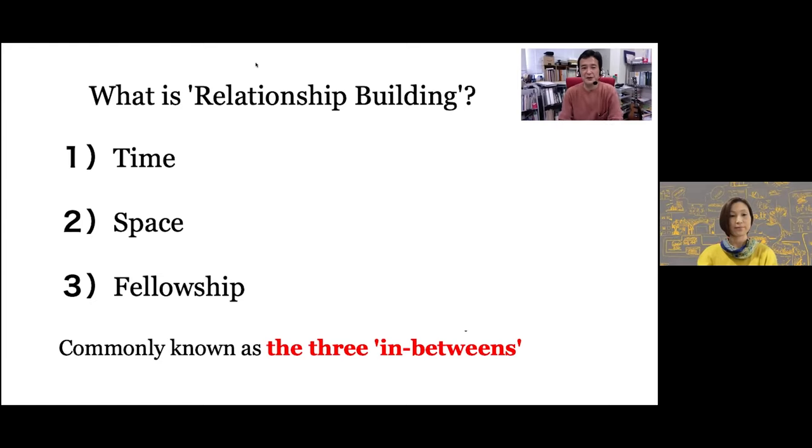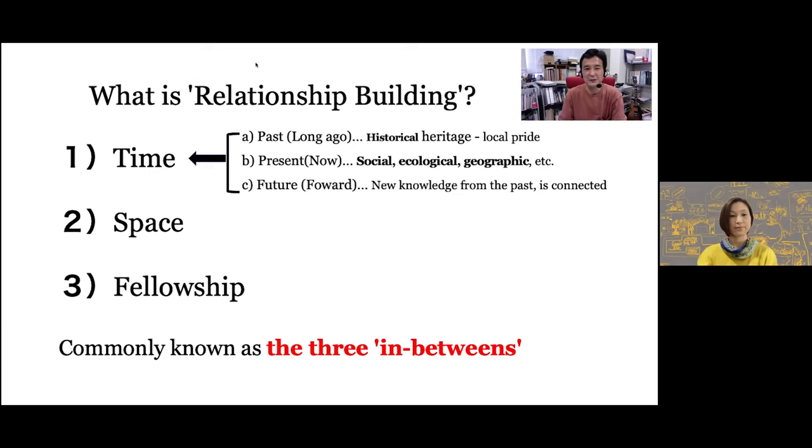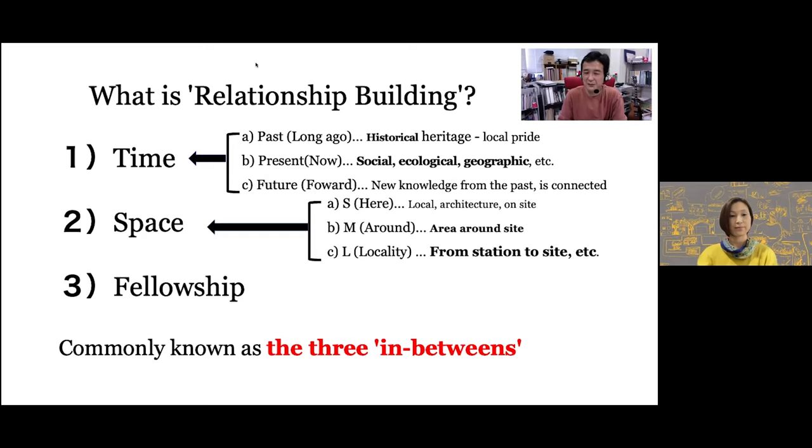There are many different kinds of relationship building, and we have often discussed the three in-betweens in urban planning: time, space, and fellowship. In terms of time, there is the past, present, and future. And it is important to think about and find out about the various historical legacies. Then, after understanding current social issues, the natural environment, and so on, we can think about what the future should look like. In this way, time is always connected and continuous. So it is important to make local people aware of how to understand and advance the time.